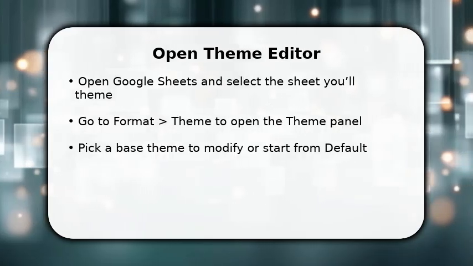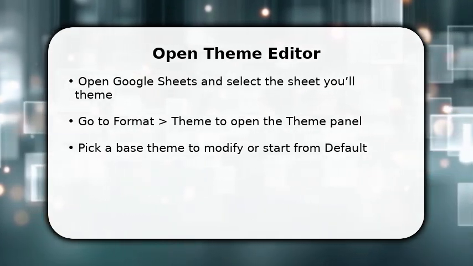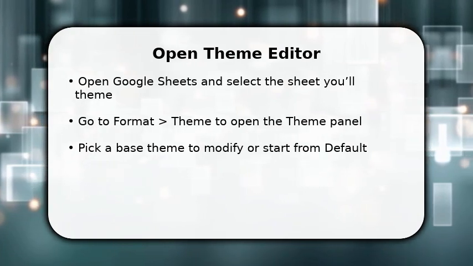You're starting inside your sheet. Open Format, then Theme to bring up the Theme panel. First, pick a base theme. This gives you consistent fonts and colors quickly.